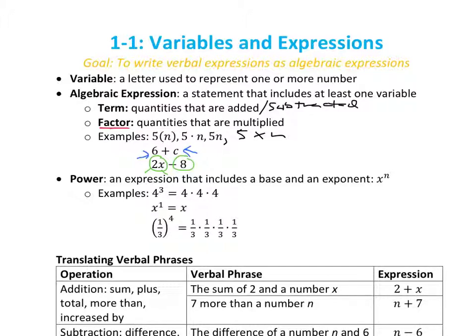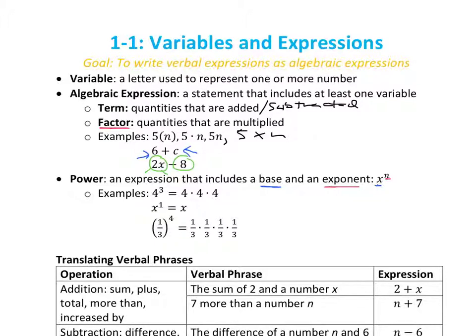Now, a power is an expression that includes a base and an exponent, okay? And let me show you what each of those are. So we have the base is the x, okay, the big number on the bottom, and the exponent is the number in the superscript up top, this little number up on top, so the n there. So x to the nth power, that's how you would say x to the n right there. Okay, so a couple examples of that.